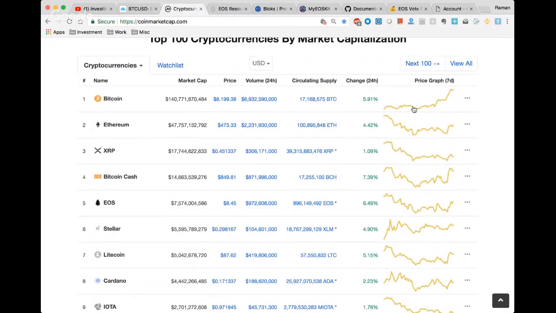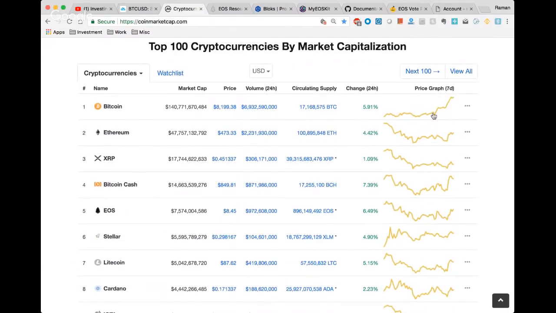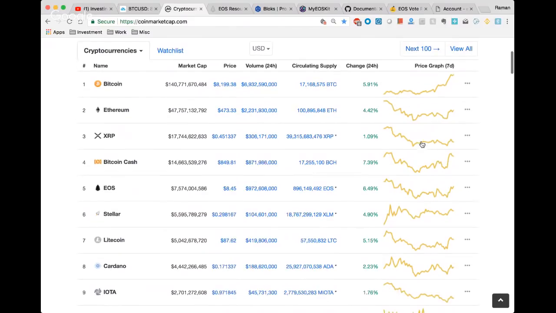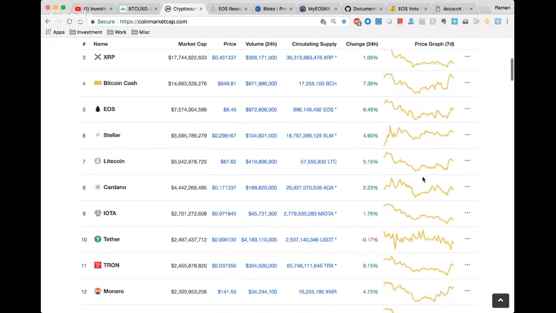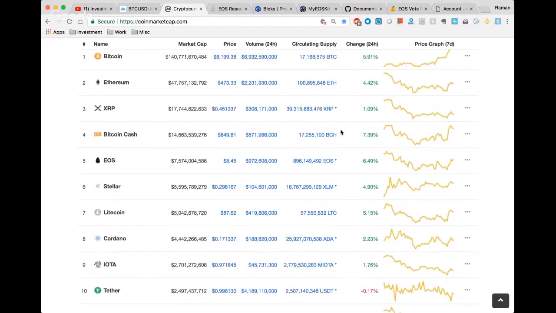If you look at this chart here in CoinMarketCap, Bitcoin has this almost exponential move in the last few days, almost two to three days, and most of the others are almost at the same level as they were earlier. And this is one sign of it getting decorrelated.